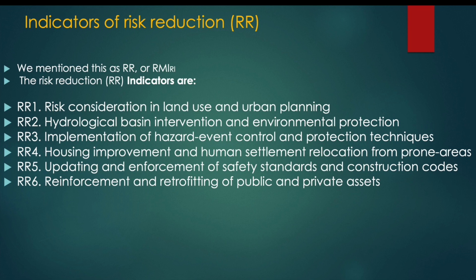So the indicators are here. RR1 is risk reduction indicator 1, that is risk consideration in land use and urban planning. RR2 is hydrological basin intervention and environmental protection. RR3 is implementation of hazard event control and protection techniques. RR4 is housing improvement and human settlement relocation from prone areas. RR5 is updating and enforcement of safety standards and construction codes. RR6, or final indicator, is the reinforcement and retrofitting of public and private assets.